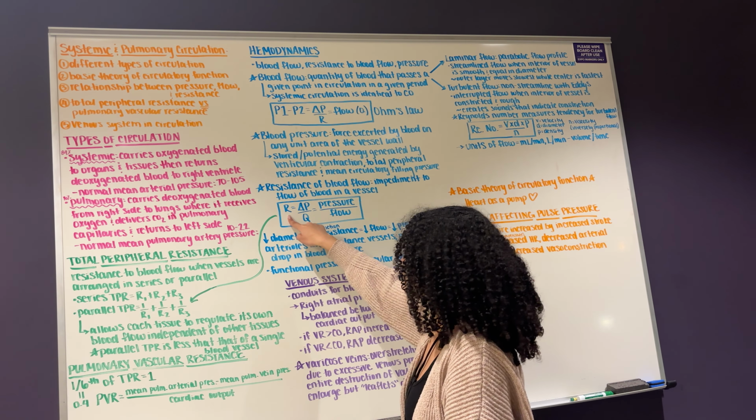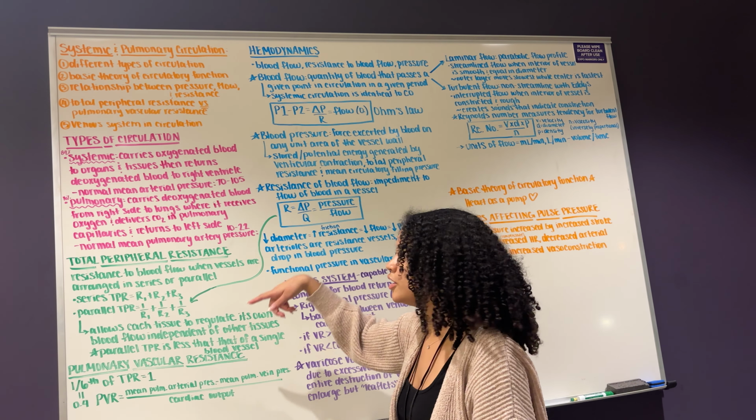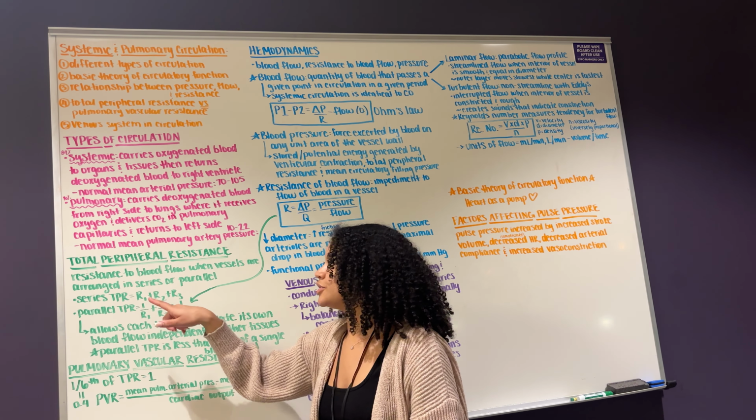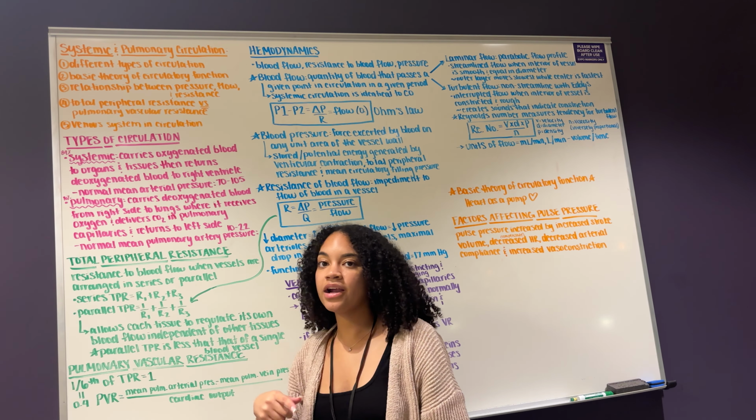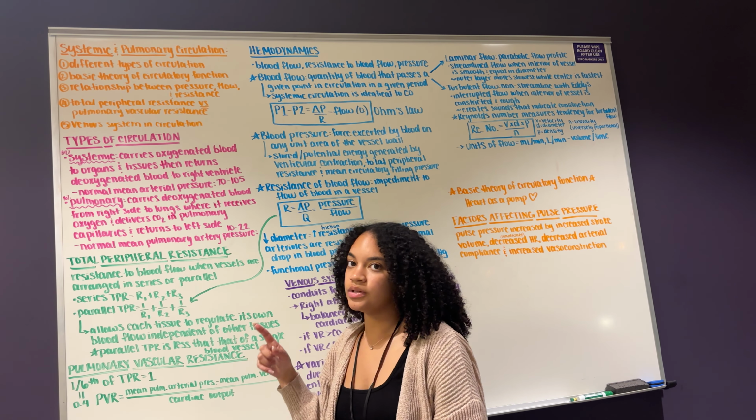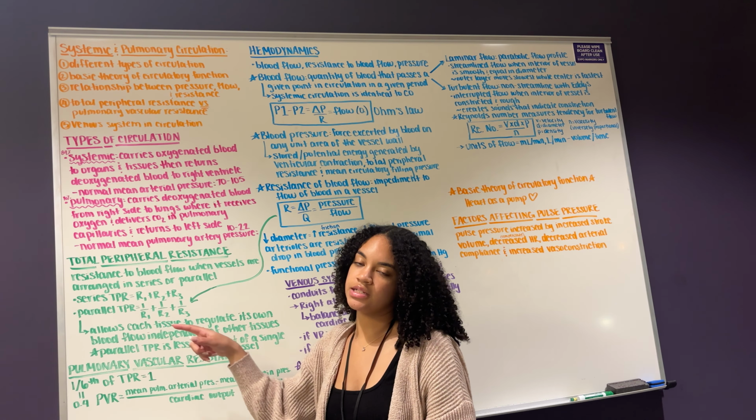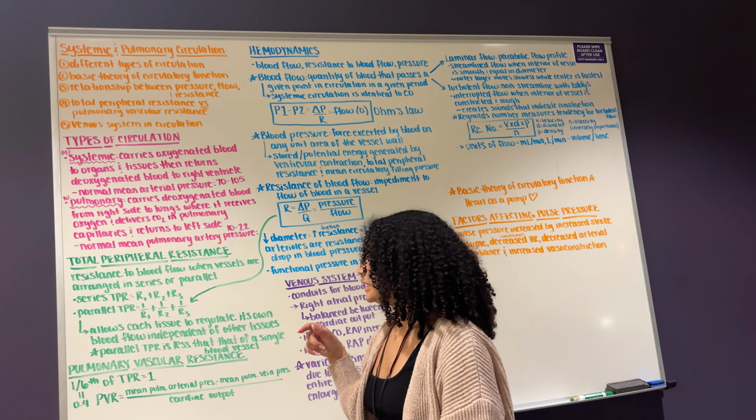R, again, is just resistance, which is change of pressure over flow. So if you have a series, you just add all your resistances together, and that's how you get it. However, if you have a parallel, you do the inverse. So you divide one over your resistance, and then you add all of those.